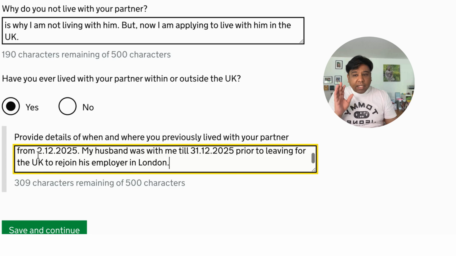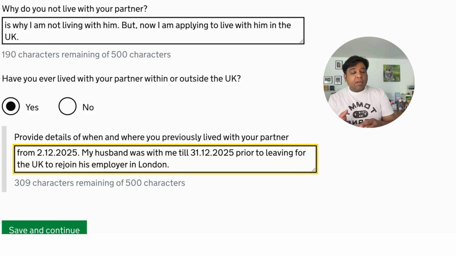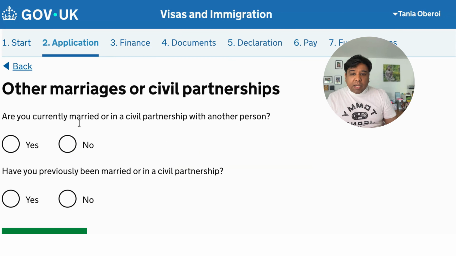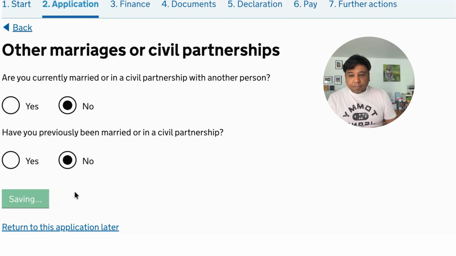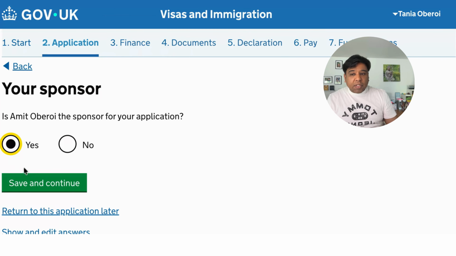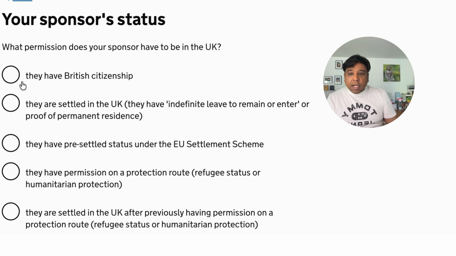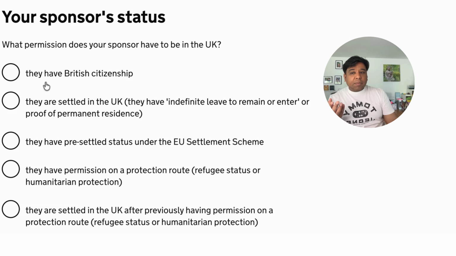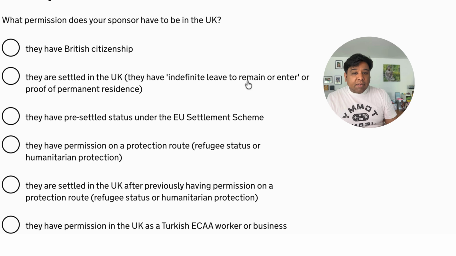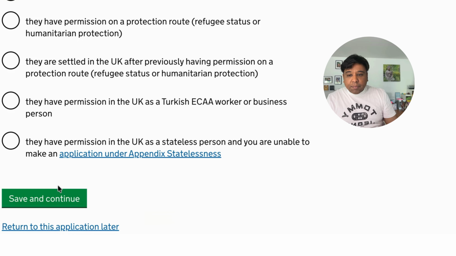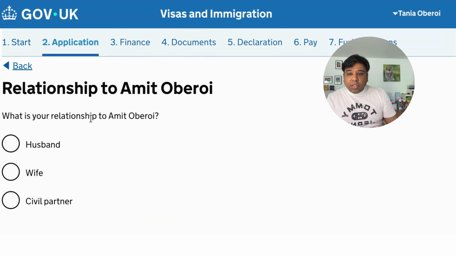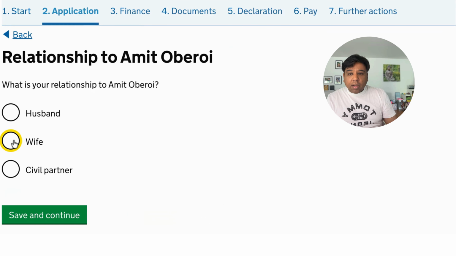It's concise and clear, because what they don't want is, if they find that you lived together for 20 or 25 days, whatever it is, and you did not mention it, it could be deemed a false statement. Now, are you currently married or in a civil relationship with another person? The answer is no. If you are not previously married, the answer is no. Is Amit Oberoi the sponsor of the application? The answer is yes. Do they have British citizenship? Here are the criteria: the sponsor must be either a British citizen, settled, or have indefinite leave to remain or enter. These are the conditions. I'm going to select British citizenship. What is your current relationship to Amit Oberoi? You are the wife.